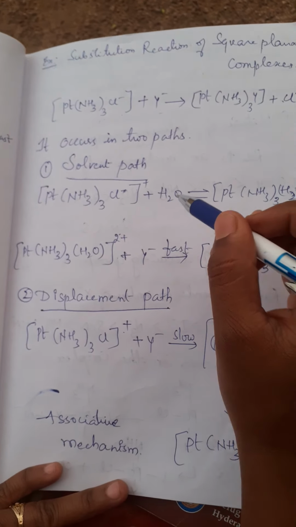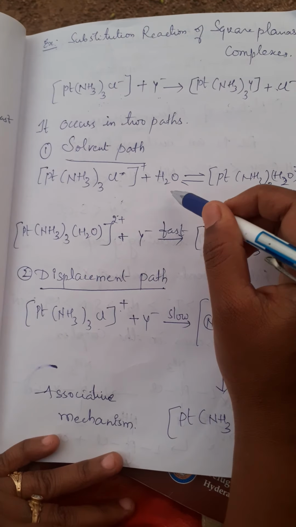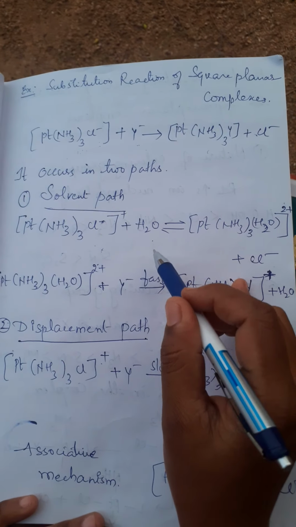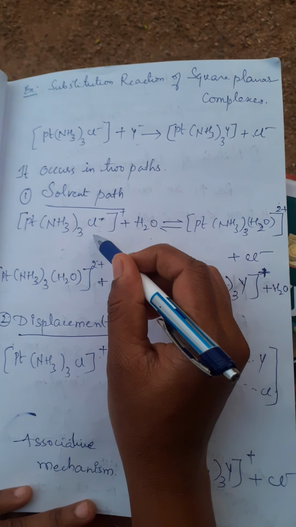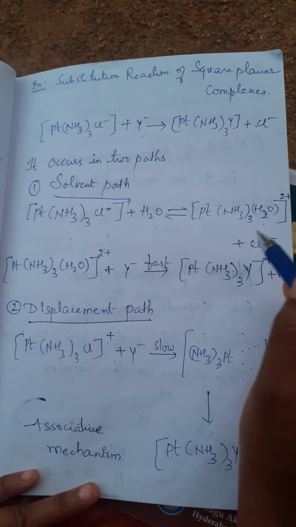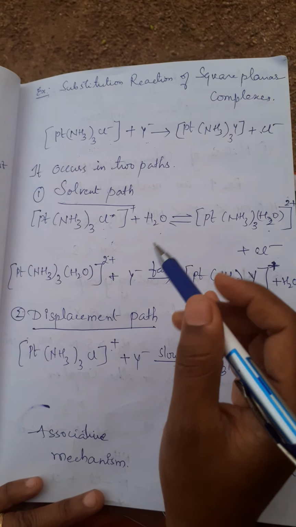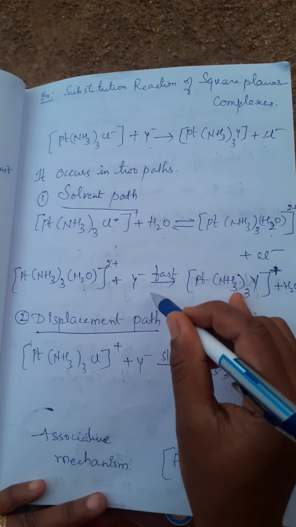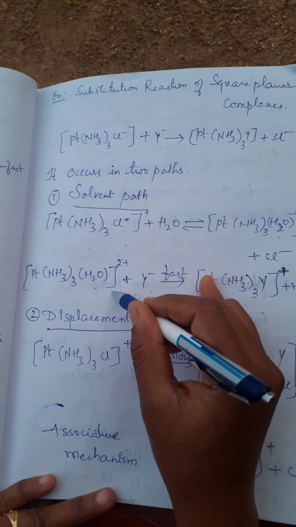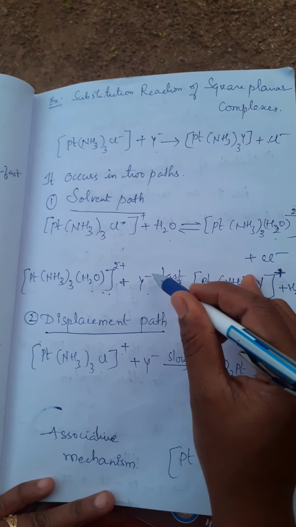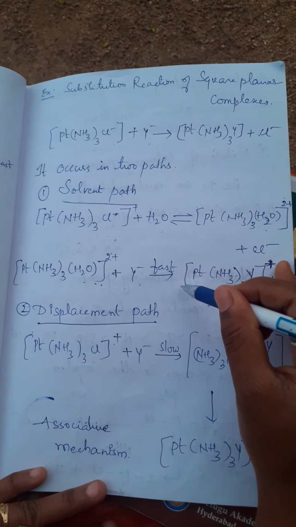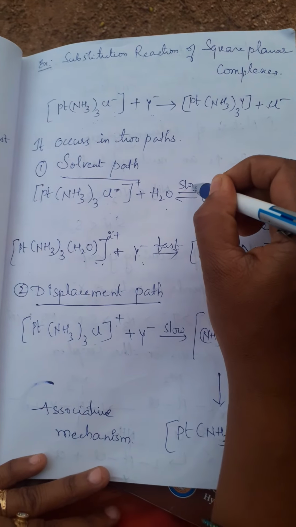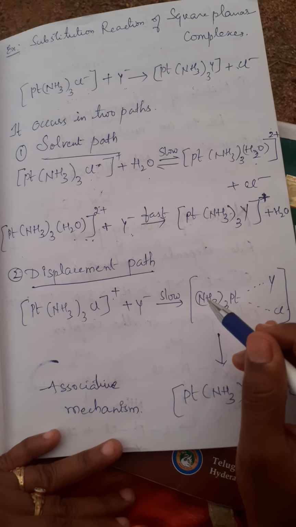In the solvent path, the solvent, usually water, substitutes the chloride ligand first, and then in the next step the H2O is replaced by the incoming, freshly entering ligand, that is Y minus. The second step is a fast step. The first step is a slow step, which is the rate determining step.